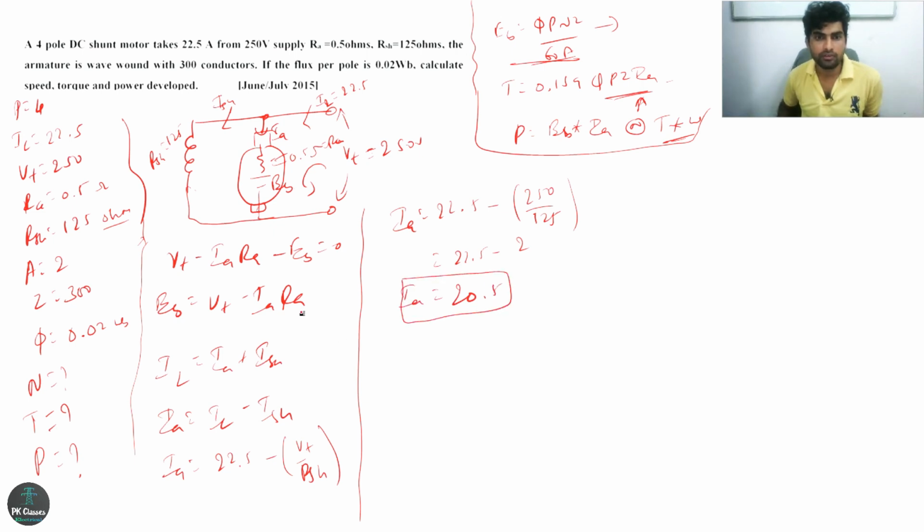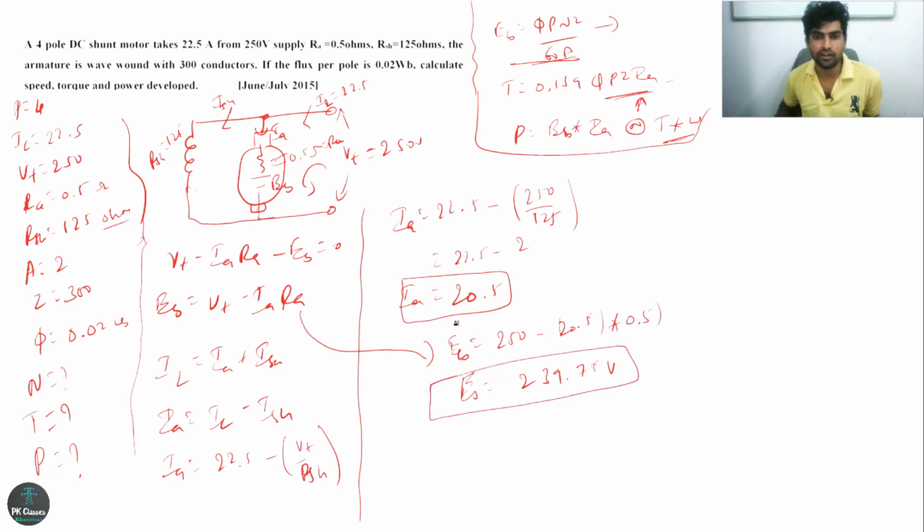Now you substitute here, you will get EB. EB is equal to VT, 250, minus IA, 20.5, into RA, 0.5. Finally, you get EB is equal to 239.75 volts, or 240 you can take. Now we can calculate speed. So I'll calculate speed now.